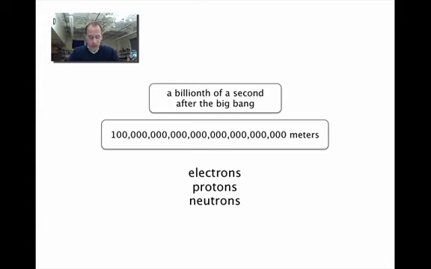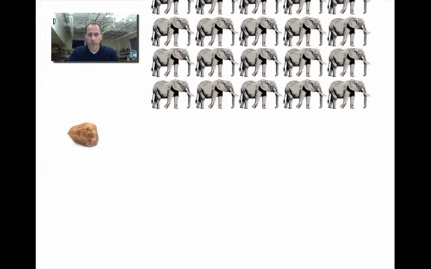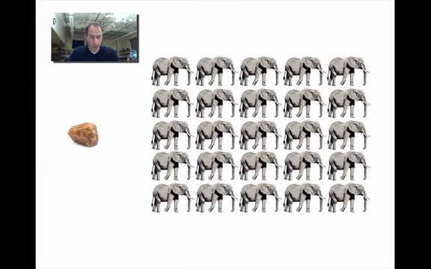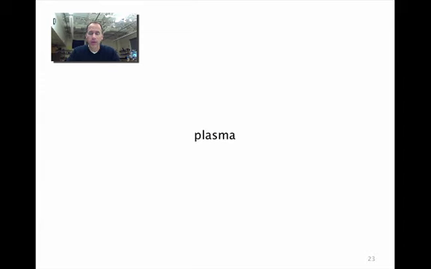So the universe is just a mess of energy and electrons and protons and neutrons. It's actually so dense that if you had a piece of the universe the size of a stone, it would weigh as much as 25 elephants. So it's extremely dense, but it's at least something that we can kind of start to wrap our minds around, numbers that we can sort of start to understand. Not only is it very dense, it's also extremely hot, and it's a state of matter that we call plasma.